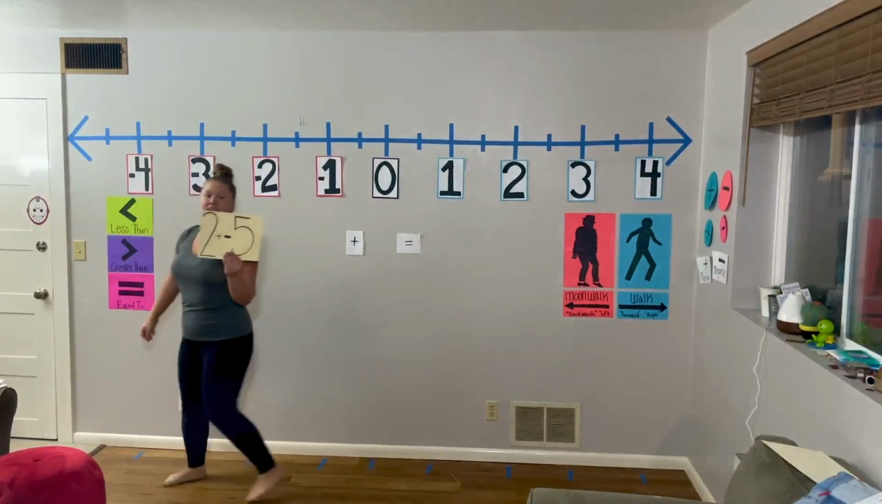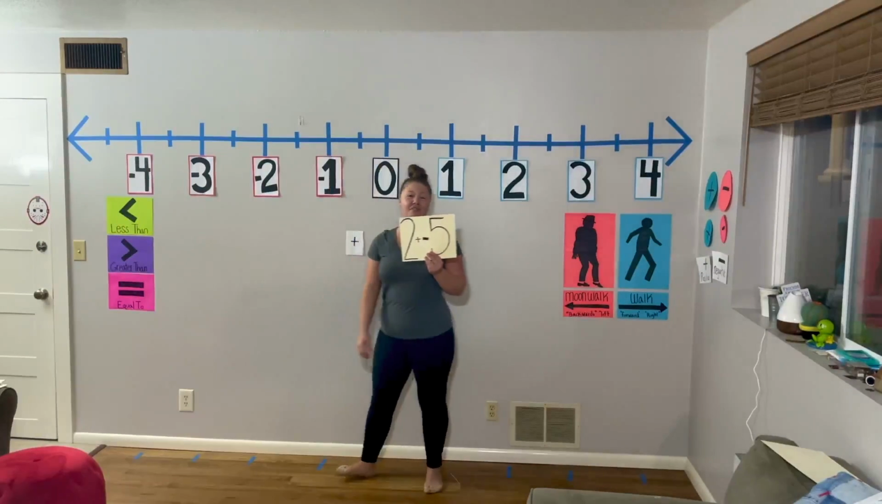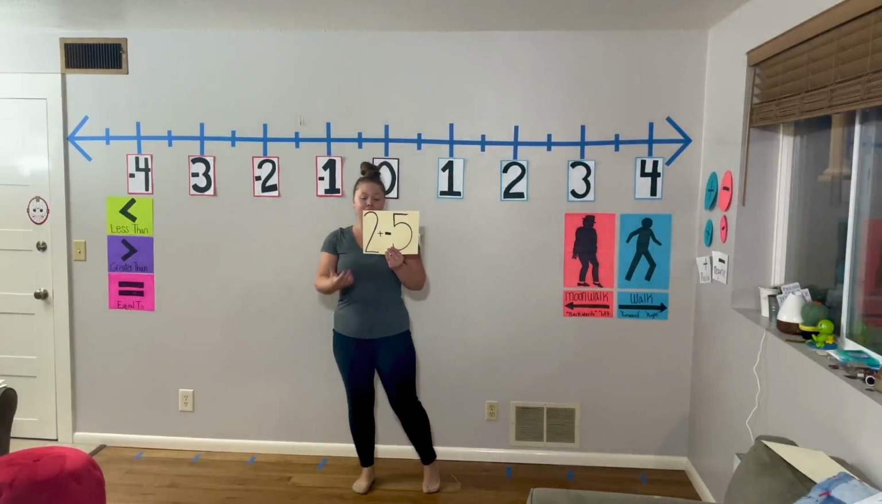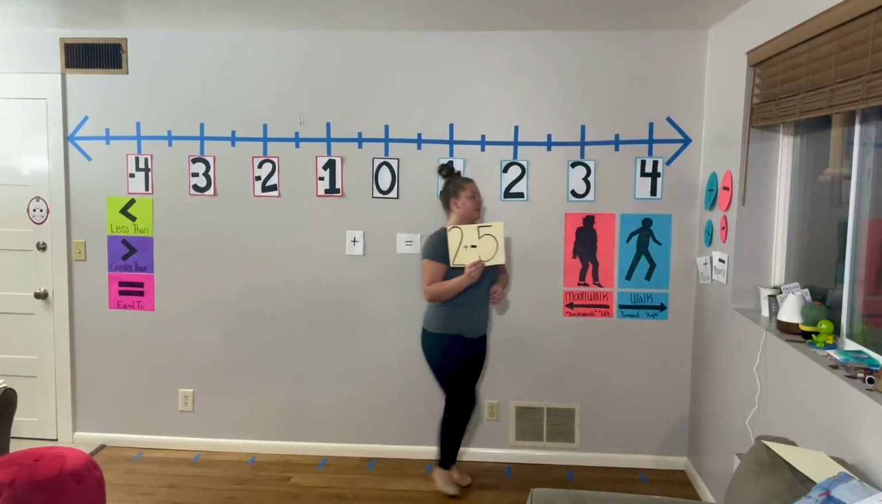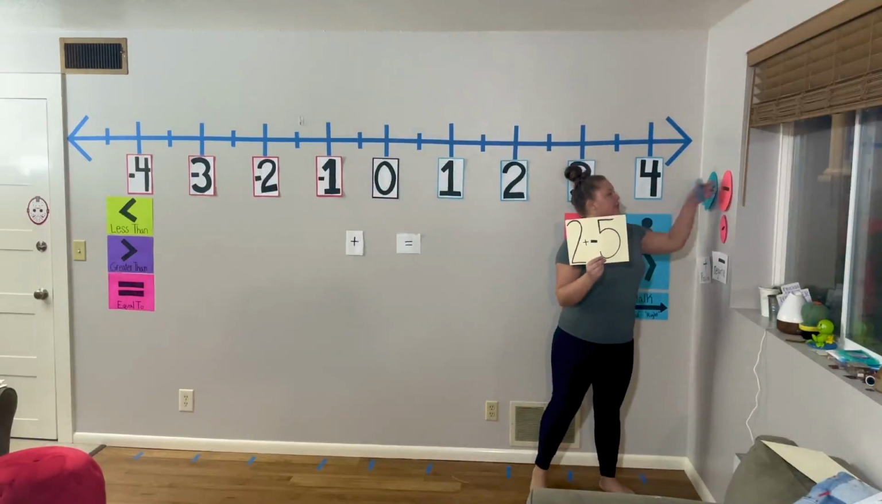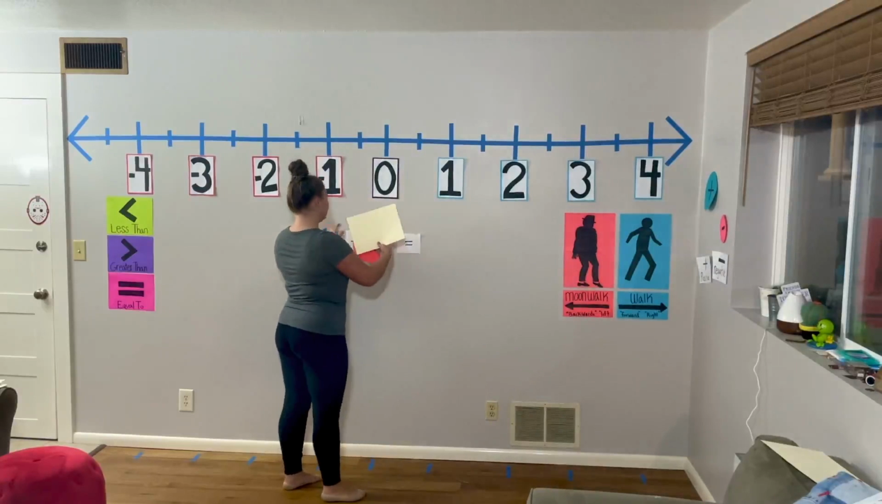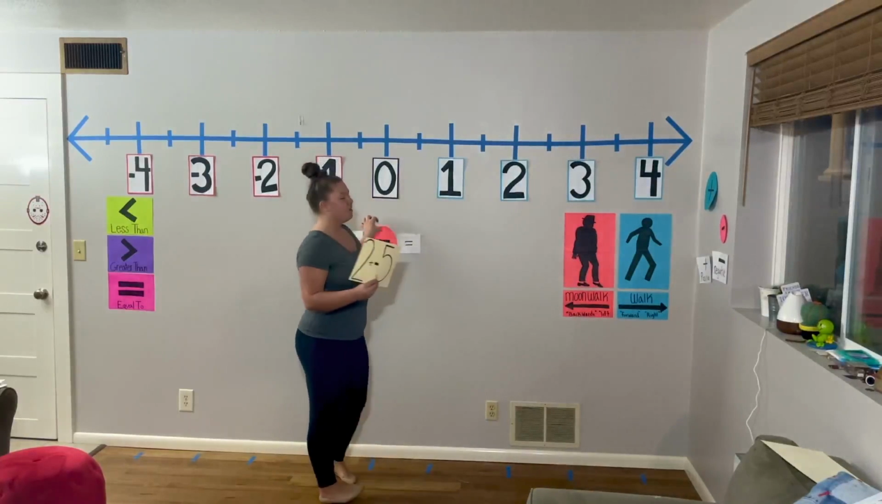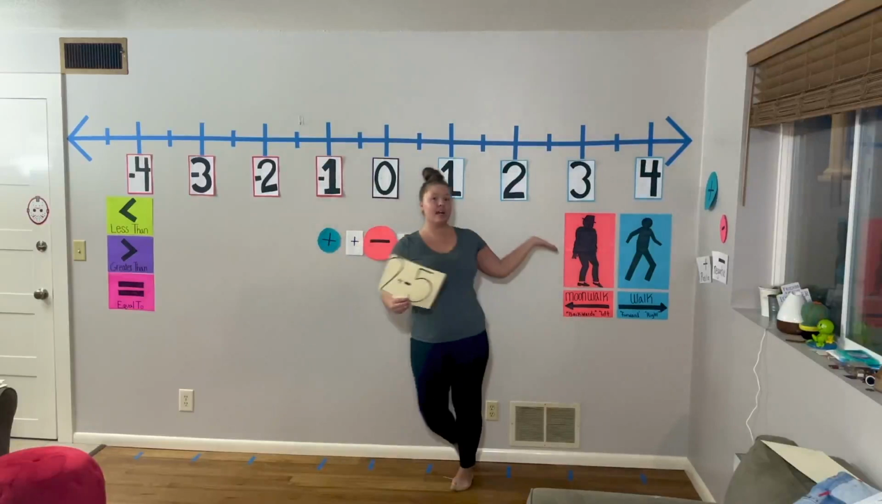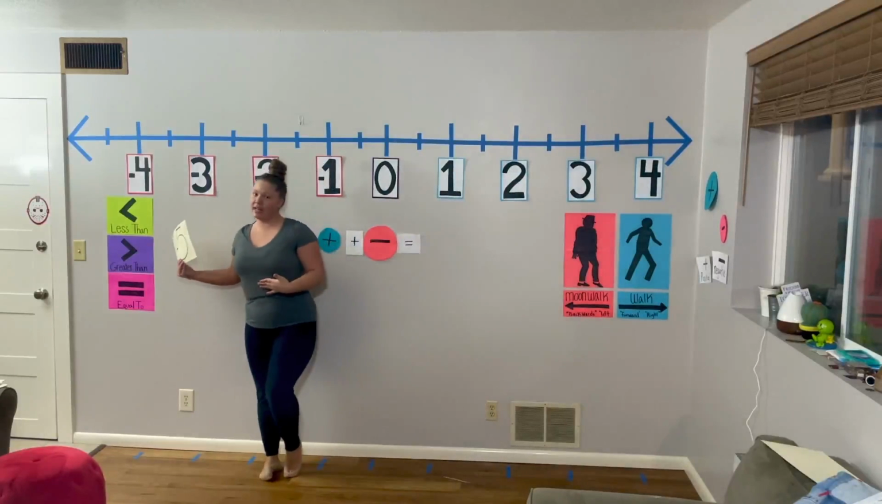Positive 2 plus negative 5. So 2 is only 2 away from 0. Negative 5 is 5 spaces away from 0. So we've got a smaller positive with a bigger negative in this case. So smaller positive, big negative. What do we think? Are we going to end on the positive side or the negative side?